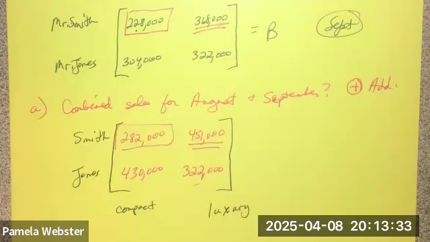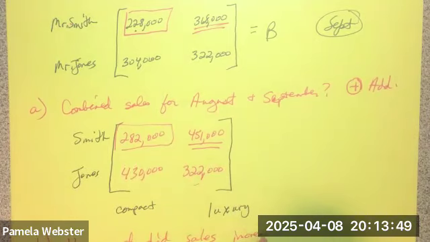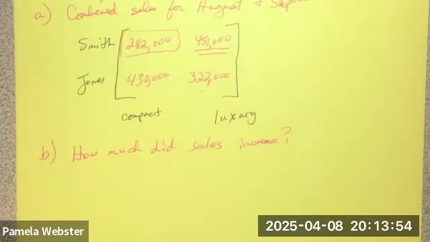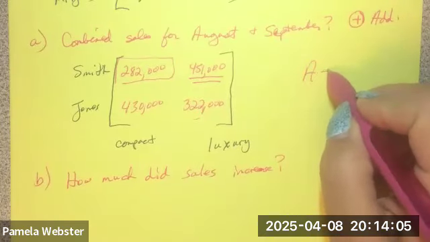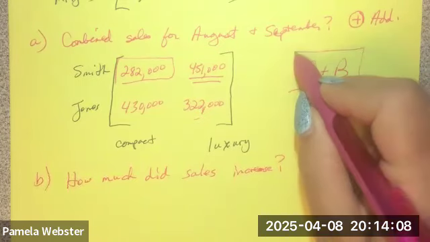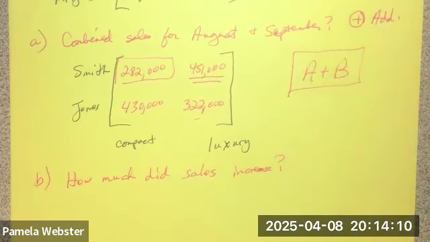So let's see. Part B says, how much did sales increase from August to September? Okay, so we said on the last one we wanted the total. That was add. So actually that was matrix A plus matrix B, and we would write it like A plus B. Okay, but now we want to know how much they increased.